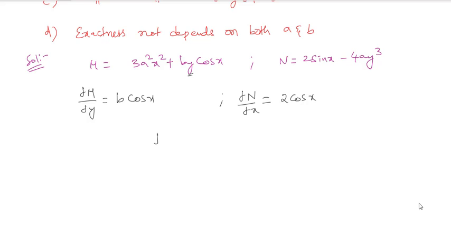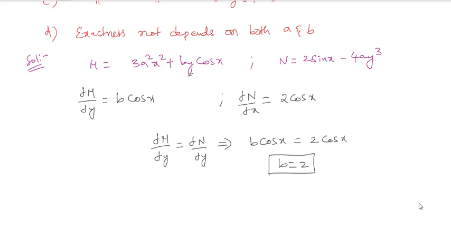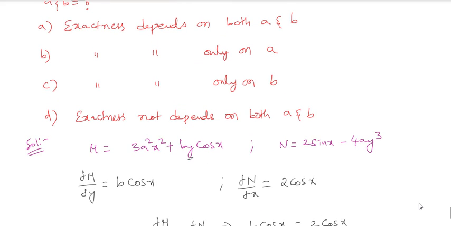If it is exact, then ∂M/∂y is equivalent to ∂N/∂x. So b cos x is equivalent to 2 cos x, so b is equal to 2. That means exactness depends only on b, yes or no? Exactness depends only on b. So option C is the right answer. Clear?